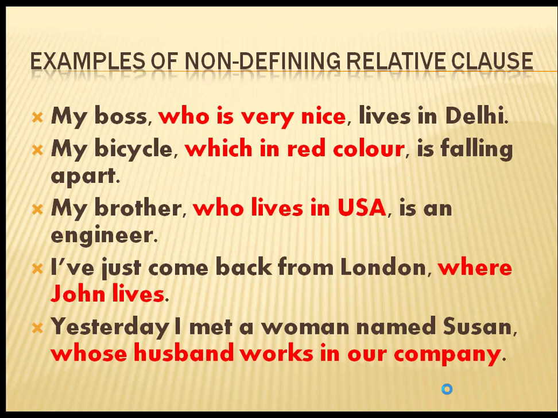Next, examples of non-defining relative clauses. By simply observing the sentences, you can blindly say that these are non-defining relative clauses. Why? Because the commas are used in the relative clauses. So: my boss, who is very nice, lives in Delhi. My boss lives in Delhi. This "who is very nice" is the adjectival clause. This is giving extra information about my boss.